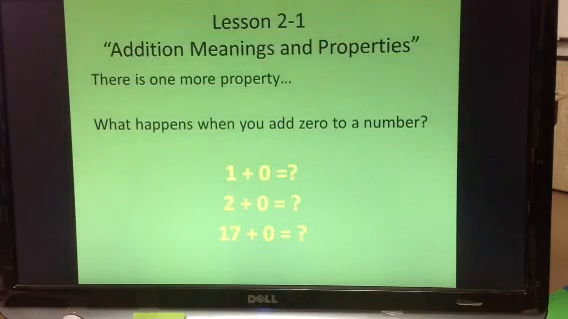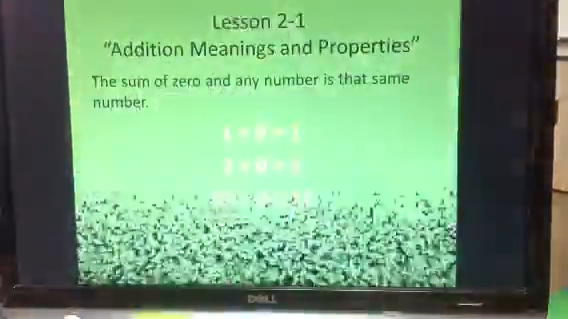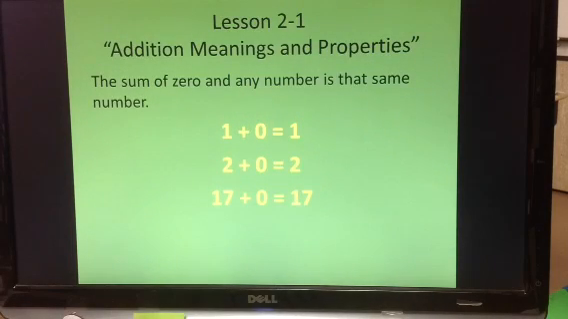There's one more property, and that is the property that happens when you add 0 to a number. So what does happen when you add 0 to a number? Can you figure out these problems? The sum of 0 and any number is that same number. 1 plus 0 is 1. 2 plus 0 is 2. 17 plus 0 is 17. And it would be the same for any number I put up there. If you're adding 0, it's the same as the number you started with.